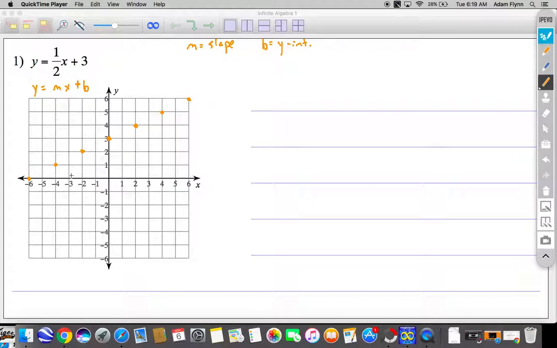So now I'll connect. And last but not least, I'll make some arrows because this is a line. It does go on forever in both directions. Pause if you need more time. I'm going to move on.